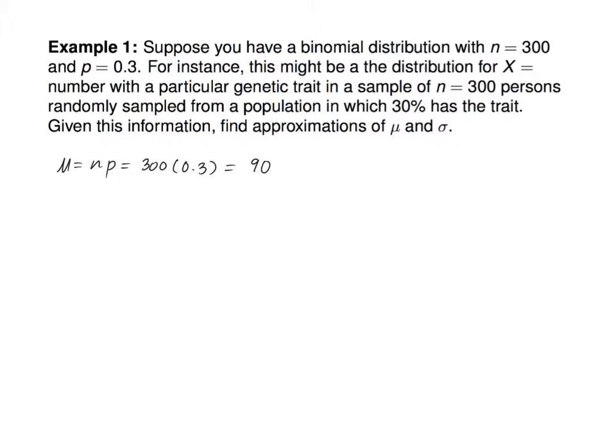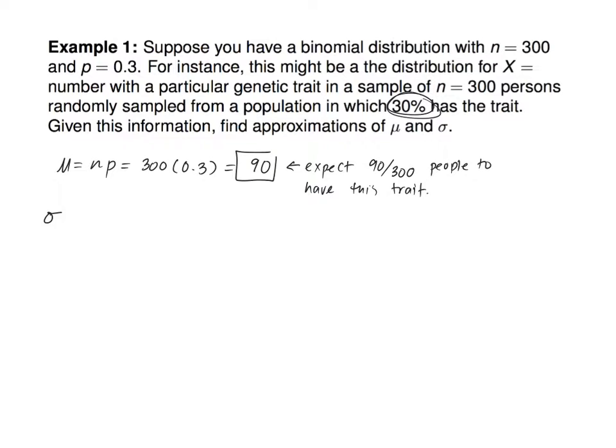Does that make sense? So you expect 90 out of 300 people to have this trait. And does that make sense with the fact that you think 30% of people have this trait? That's 30% of your sample size, right? So that's what the mean is. What if that p had been 0.5? What would this mu be? 150. 0.5 times 300 is 150.